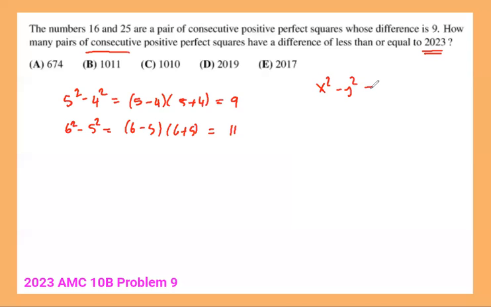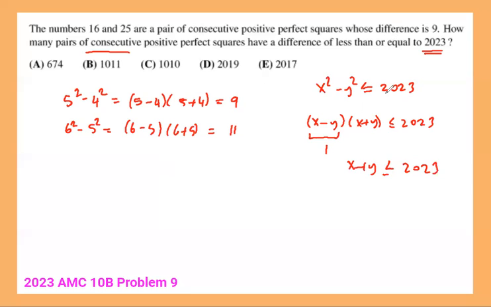this has to be less than or equal to 2023. Okay, so let's write this. If I write it as x minus y times x plus y, that should be less than or equal to 2023. We've seen that for consecutive perfect squares, when you write them as a difference of squares, you get x minus y and x plus y. So x minus y is going to be 1, which is why x plus y is 2023.